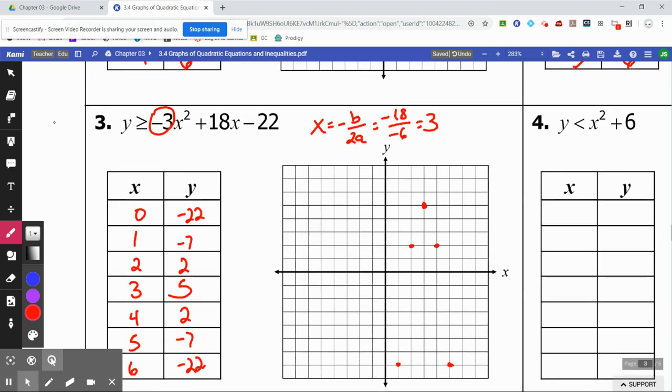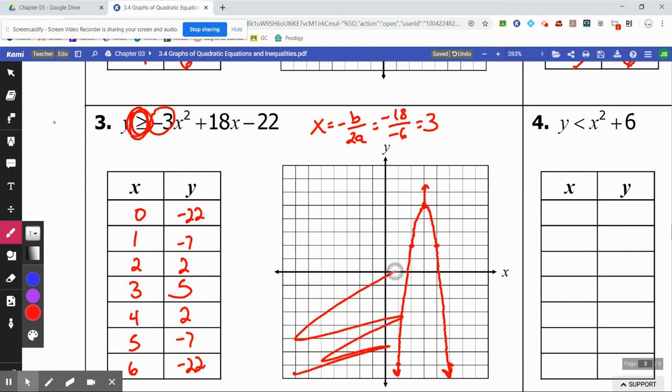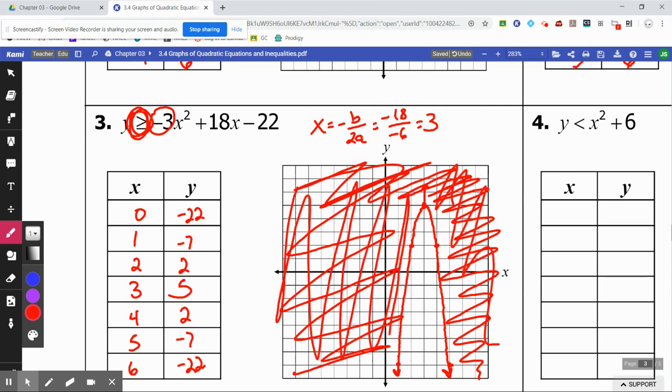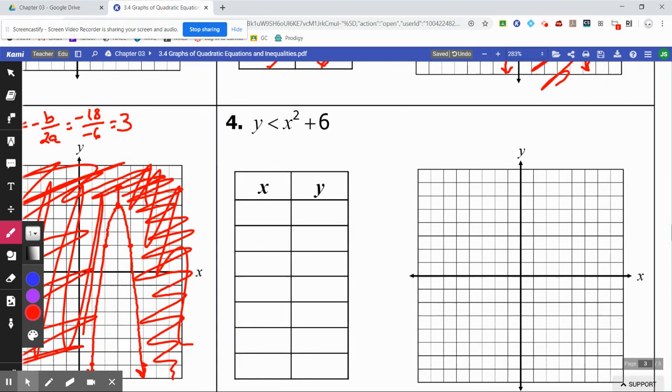Since your symbol is an or equal to symbol, make sure that you draw a solid line instead of a dotted one. And then finally, since this is a greater than symbol, from any dot we're going to shade above. So we're going to shade everything on this side of your parabola, above every dot. So any point in this region out here should satisfy that inequality.